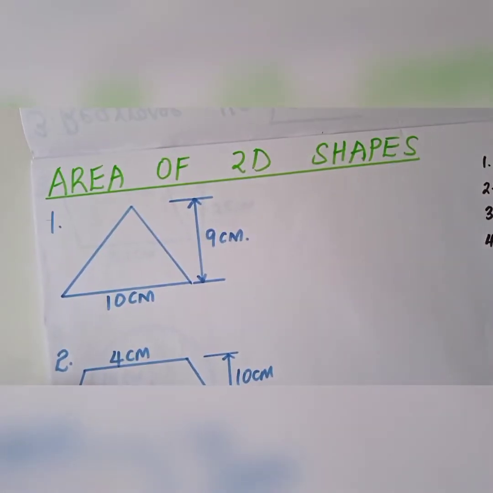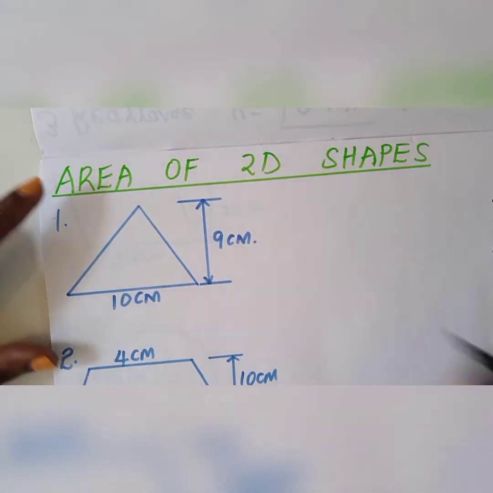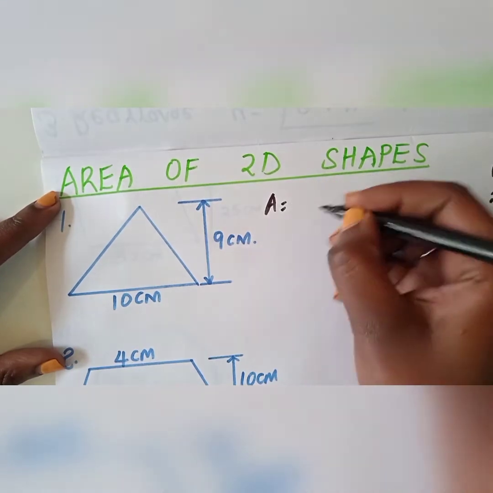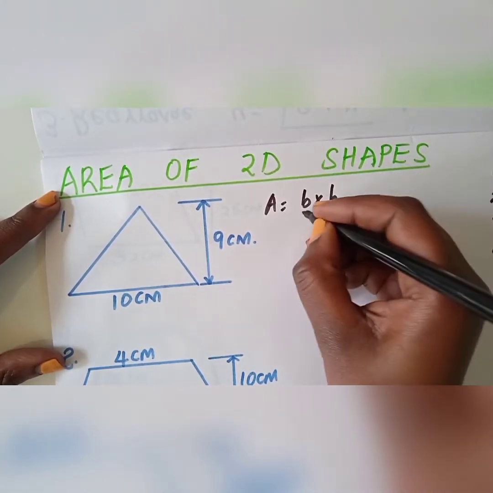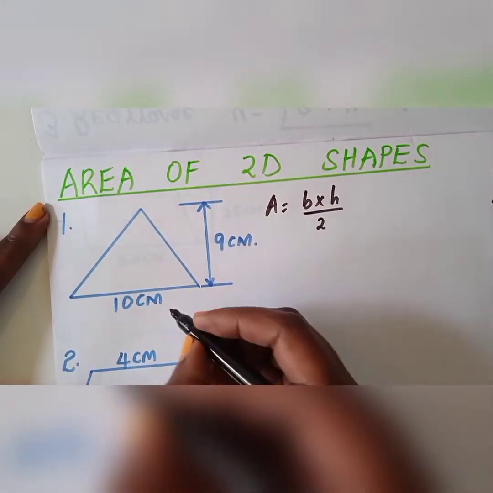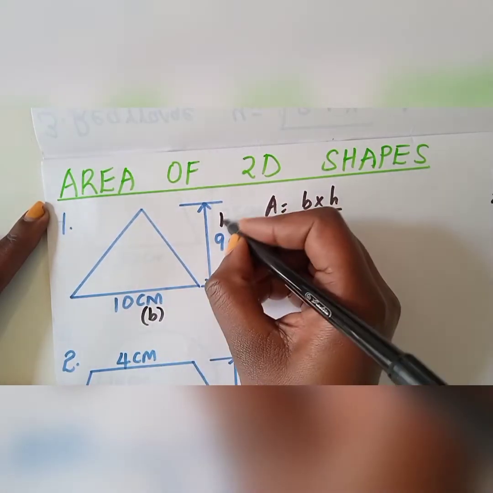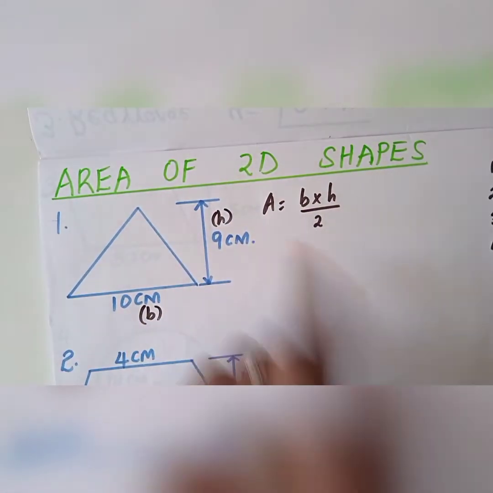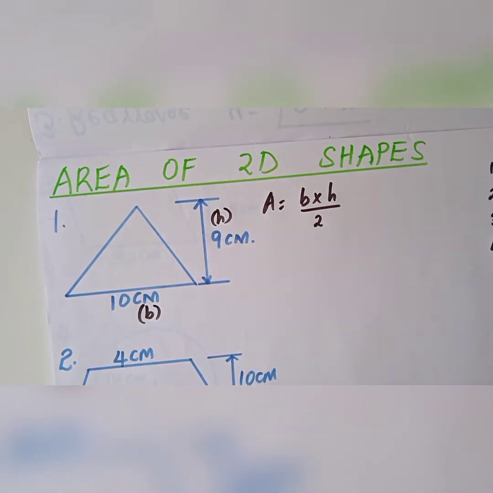Number 1, we have the triangle. Area of a triangle is B times height over 2. And this is our base, this is our height. So you have done step number 1, that is writing the formula.